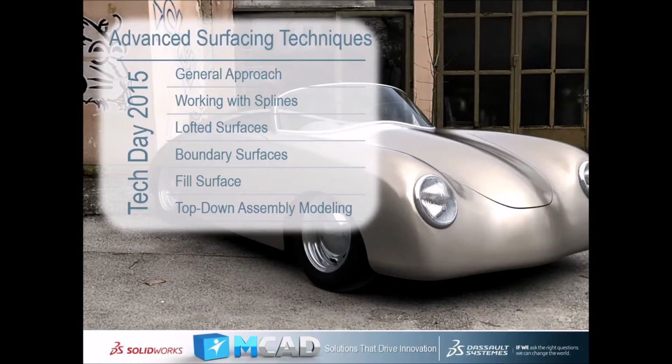So first off, we're going to talk about some general approaches to working with surfaces. Essentially, surface bodies require many more features in order to get to the same result as a solid shape, and that's just because of the zero thickness nature of surface bodies. We'll also take a look at some sketch tips and tricks while working with splines.